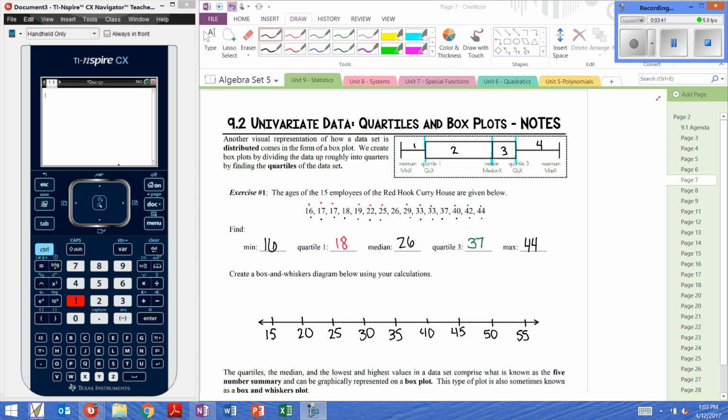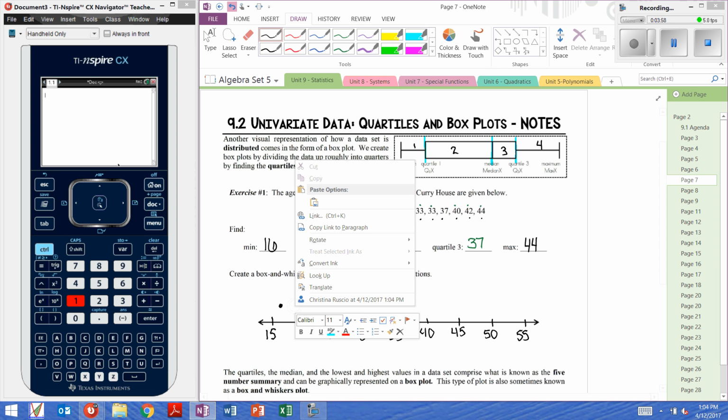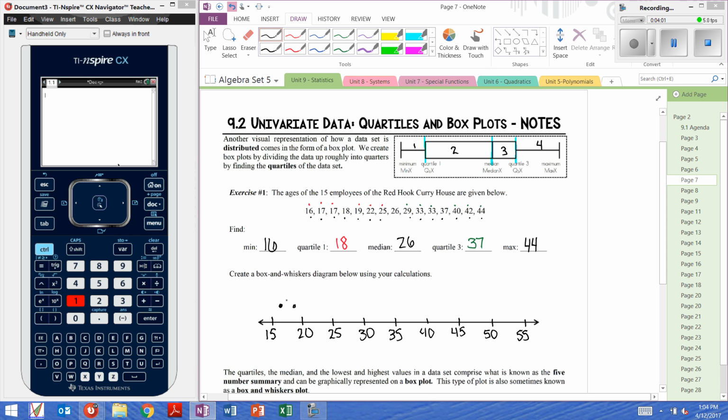The next thing that I personally like to do is just put the points where each of the values are supposed to be. So here is my minimum at 16. Here is my first quartile at 18. Oops, let's try that again. There's 18. And then 26 will be my median. 37 is going to be my third quartile, and 44 is going to be my maximum.